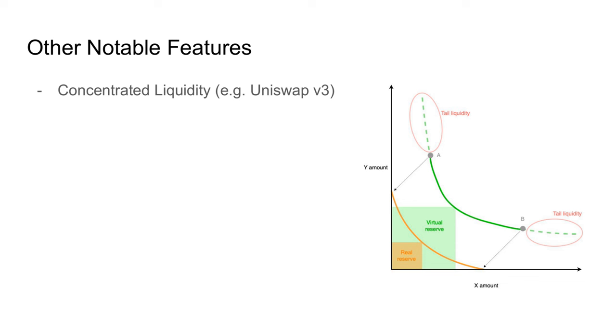Other notable features, these are not solutions to impermanent loss, are concentrated liquidity. Just now I explained Uniswap V1, which is the XY equals to K. That's just a simplified version, the first decentralized exchange. But over time, technology gets more advanced, and people come up with fascinating new ways to let people stake and trade. For example, there's the idea of concentrated liquidity, which actually increases your impermanent loss, but also allows you to earn higher fees. But I won't talk too much about that.